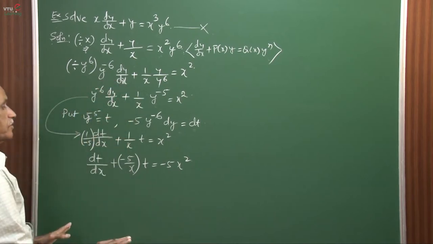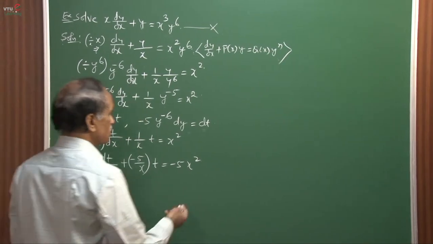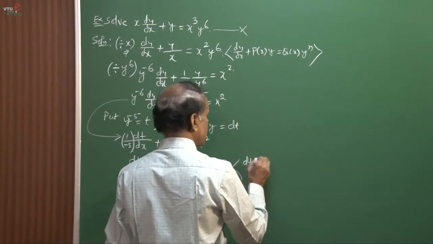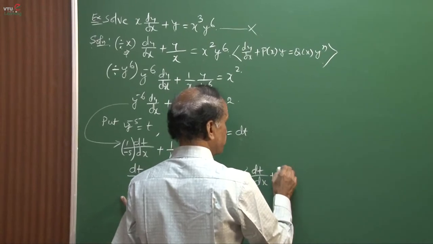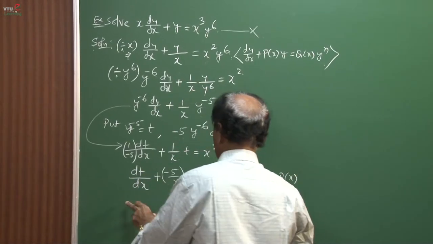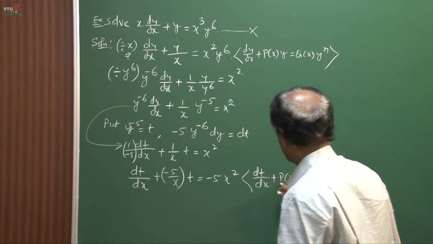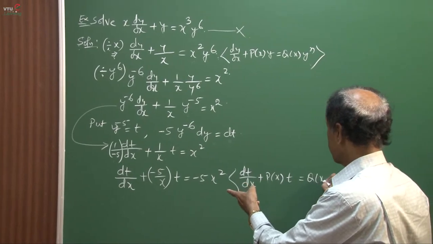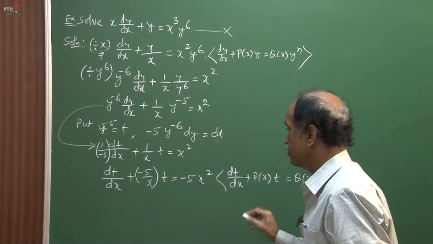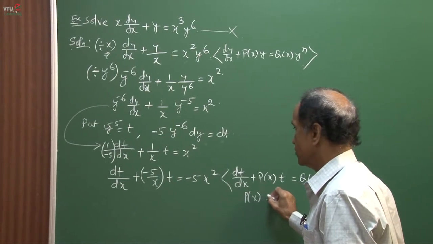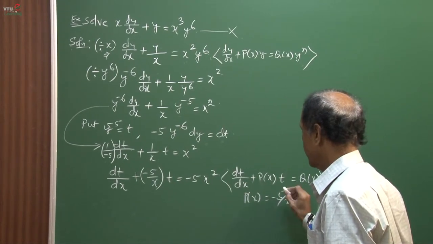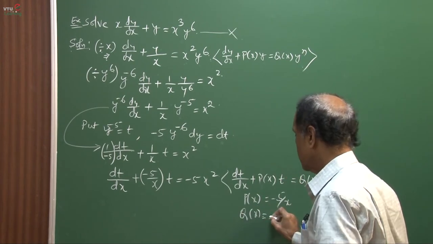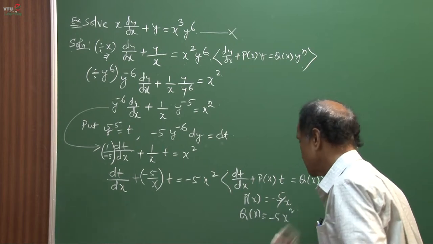This is a linear differential equation. Simply you can call this one in terms of p1: dt by dx plus p of x into t is equal to q of x. What is p of x and q of x? P of x is equal to minus 5 by x, and q of x is equal to minus 5 into x square.